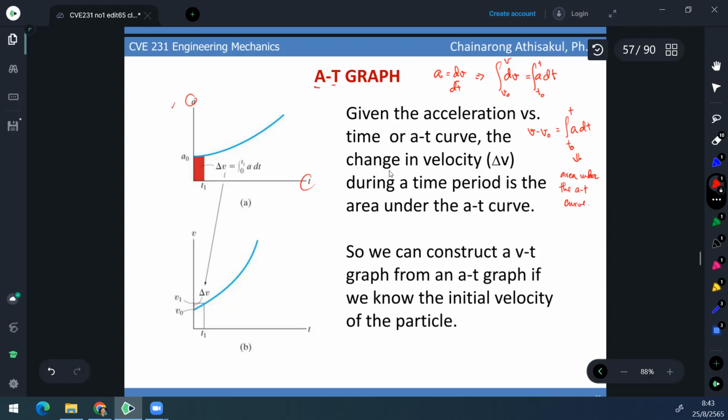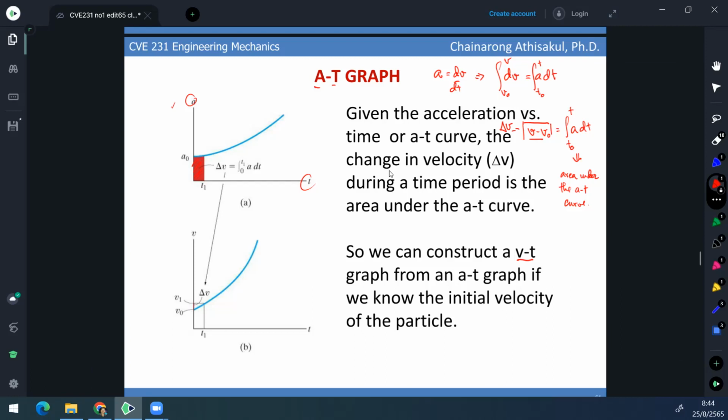Okay, the integral of a dt is equal to the area under the a-t curve, and it represents v minus v0, that is the change in velocity, delta v. So if we know the a-t graph, we can construct a v-t graph from it by using this relationship, by determining the area of the a-t graph.